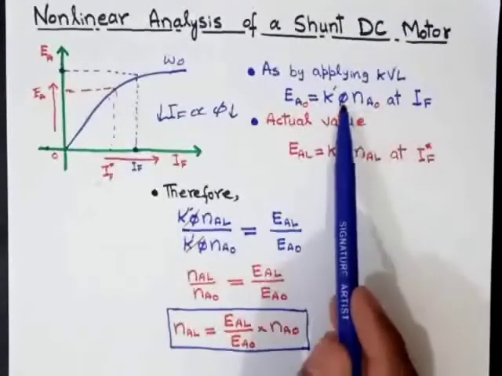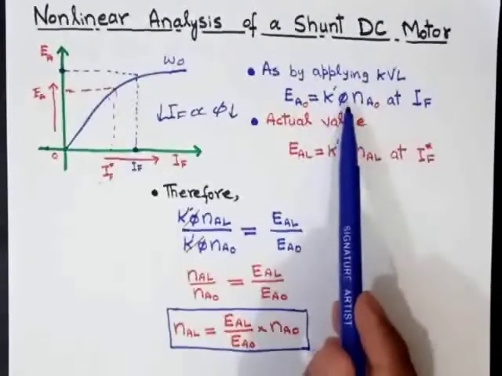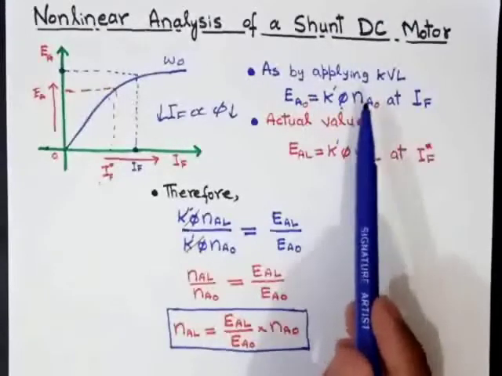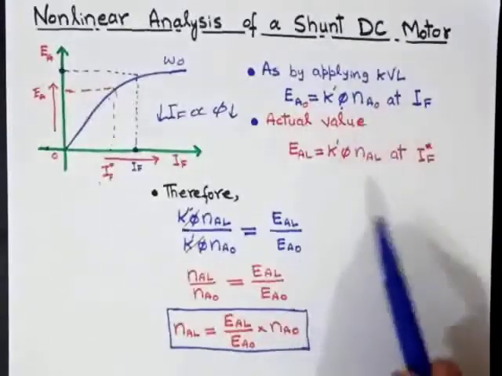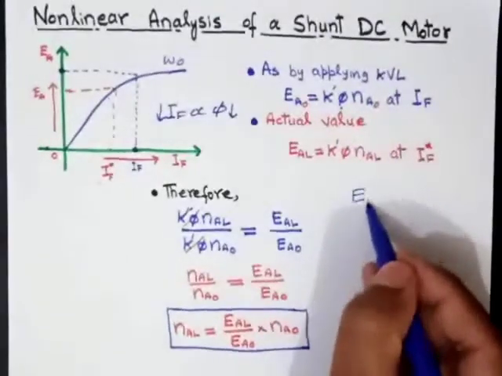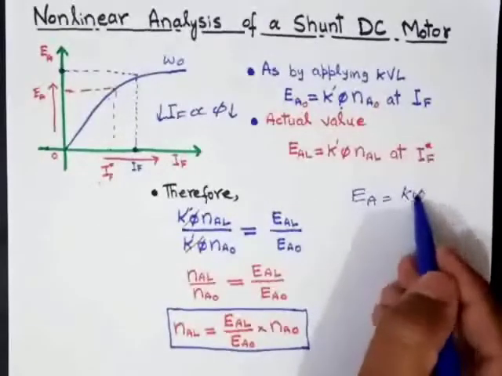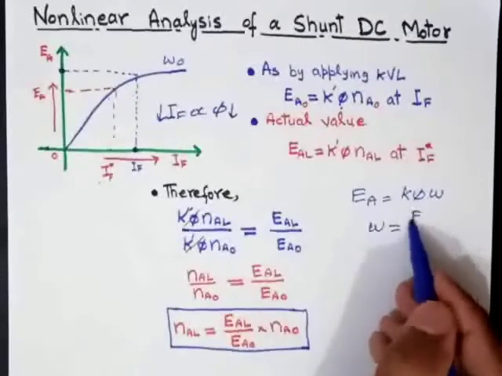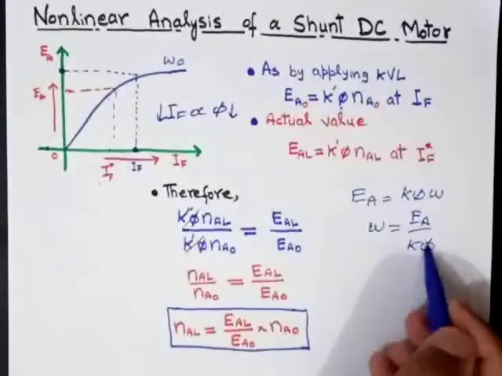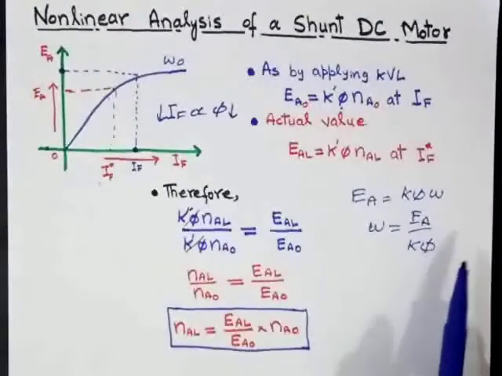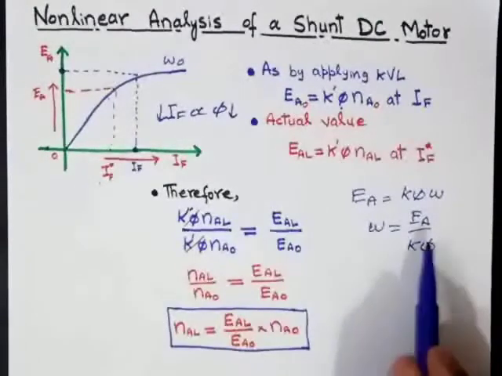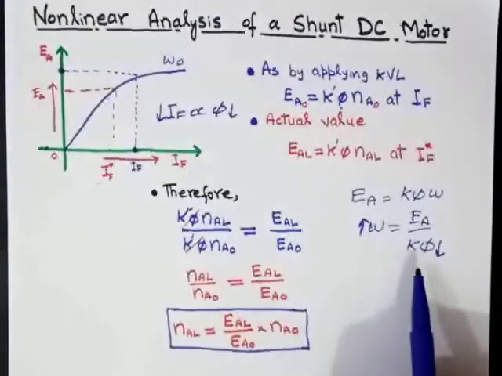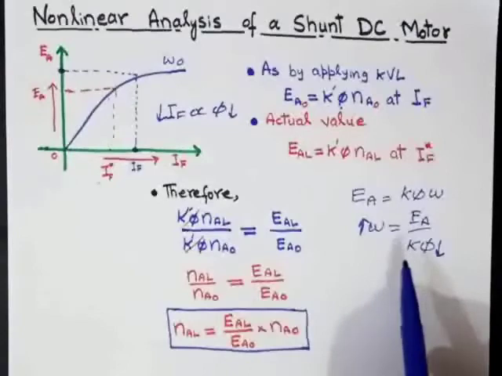The relationship between flux and speed is inversely proportional. When, due to armature reaction, flux reduces, the speed will increase as well. As we know, EA is equal to K phi into omega. Omega will be equal to EA over K phi. When armature reaction occurs, flux will reduce. When the flux reduces, the speed will increase, as you can see in this equation.